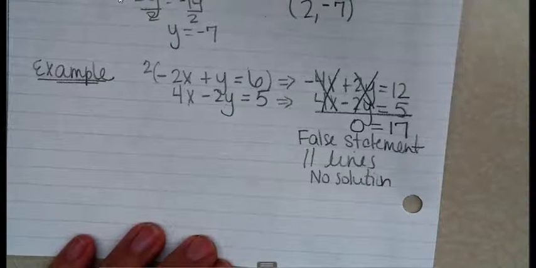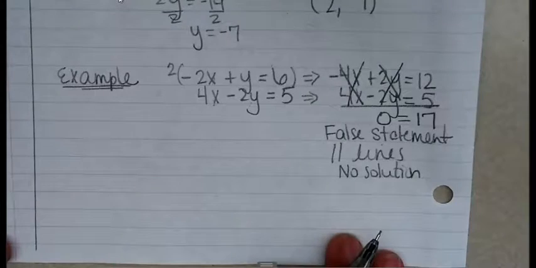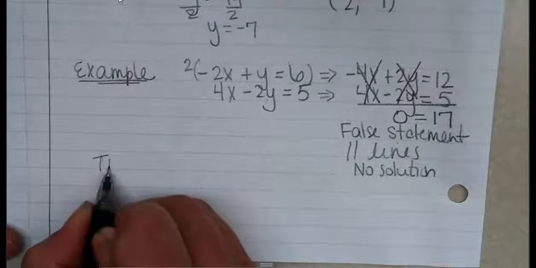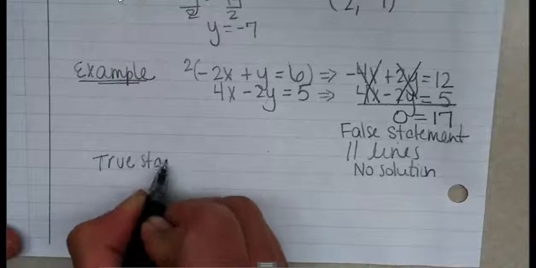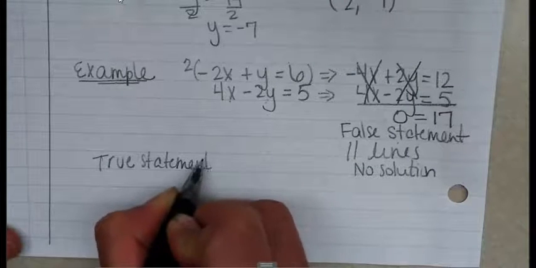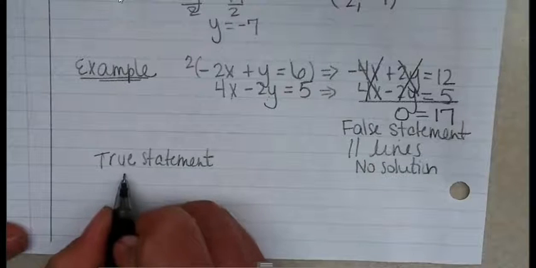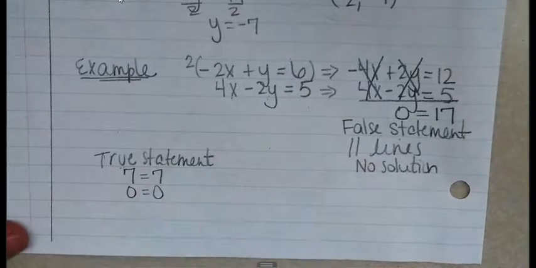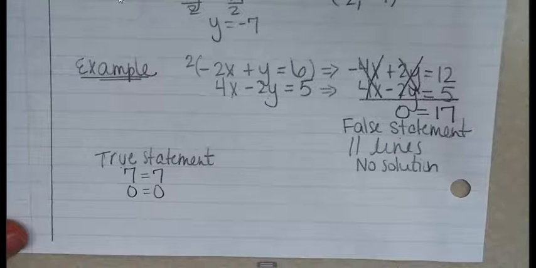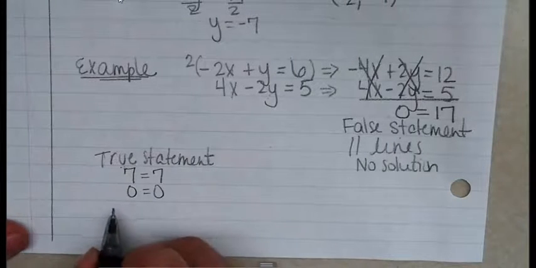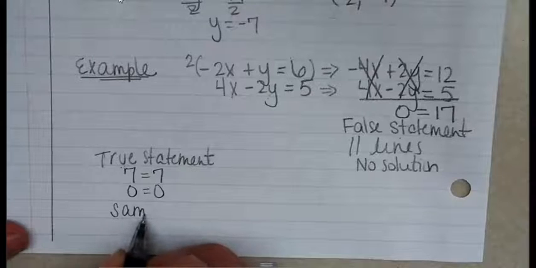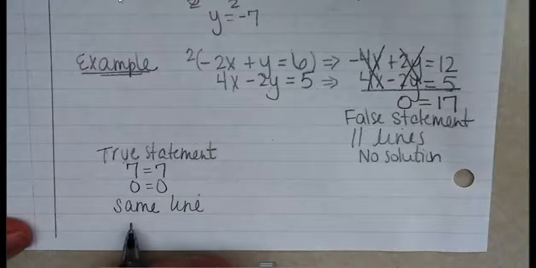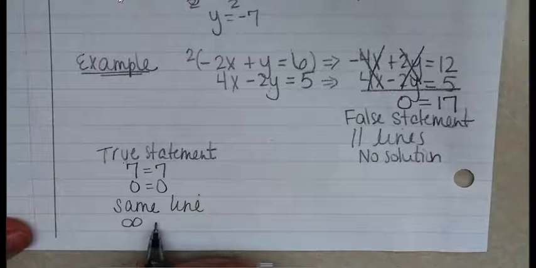There's one more situation. Something that could happen is a true statement. Maybe you get a statement like 7 equals 7 or 0 equals 0. Those are both true statements, right? That tells me that these two lines are the same line, and therefore, how many solutions do I have? I have infinite solutions.